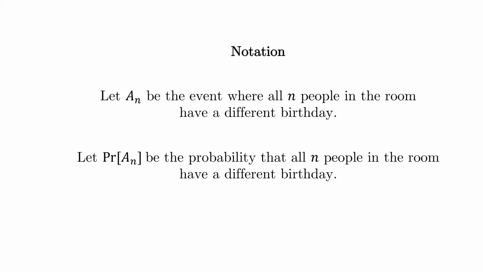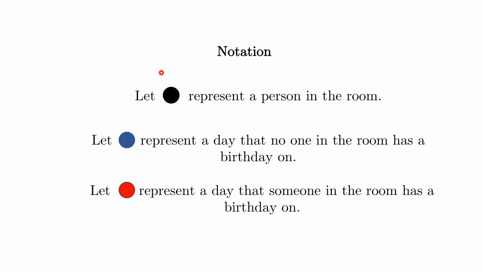Just like the previous video, we're going to use the same notation. The event A_n represents the event where all n people in the room have a different birthday, and probability of A_n is the probability of A_n being true. A black circle or dot represents a person in the room. A blue circle represents a day that no one in the room has a birthday on, and a red circle means someone in the room has a birthday on that day.